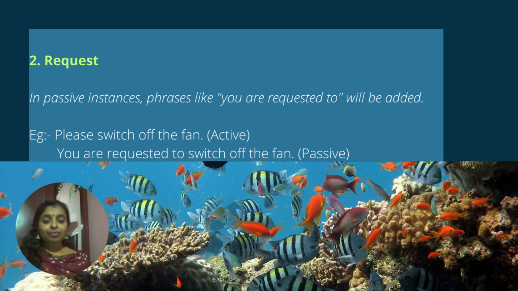For example, please switch off the fan. There are commonly words like please and kindly in requests. Okay, such words will be there in requests, and you can identify it as a request. Please switch off the fan. And some phrases like could you mind and would you mind are also there in requests. Okay, they are also known as requests.